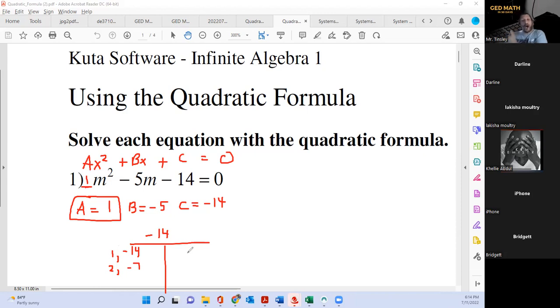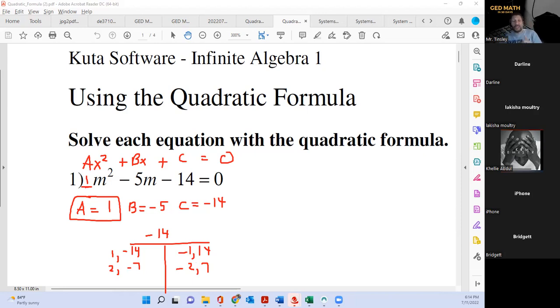Now on the other side, we're going to reverse the signs. So instead of 1 and -14, we're going to have -1 and 14. And then the next pair is -2 and 7. Now, these are all the factor pairs of -14.